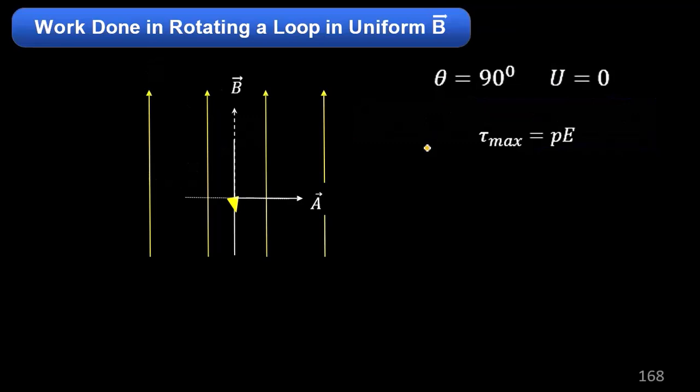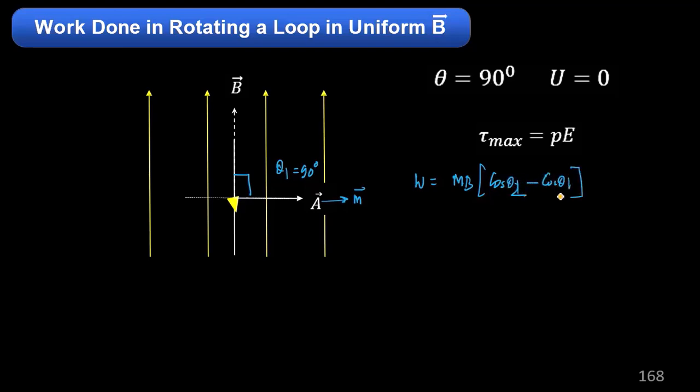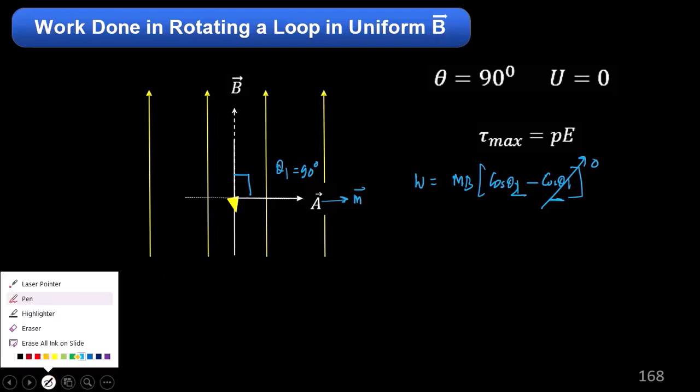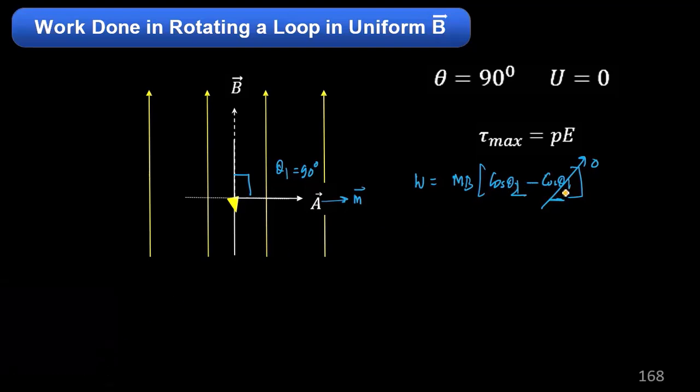So now let us say initially, suppose the initial situation was like this. So m is along this direction, B is perpendicular, so initial theta 1 is 90 degrees. So the work done was mb into cos of theta 2 minus cos of theta 1. Okay, so what is the initial number? That is the tau max, that is equal to 0, and work done is nothing but the change in potential.